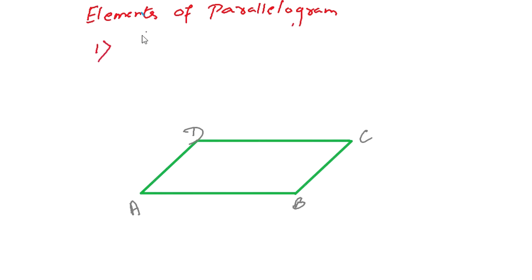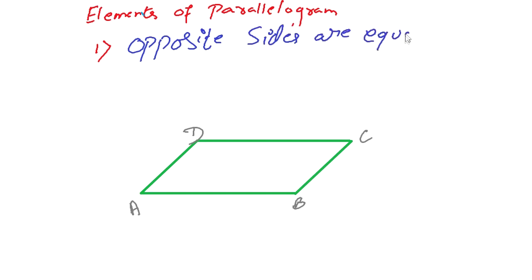So the first property is: opposite sides of a parallelogram are equal. That is, opposite sides are equal. This is what a parallelogram is made for. The opposite sides of a parallelogram are equal.